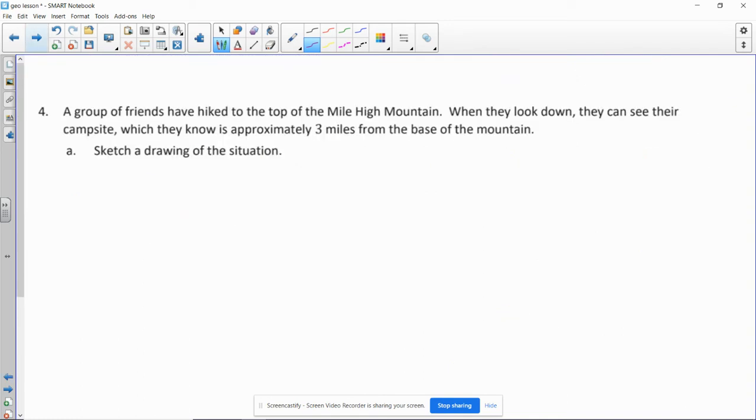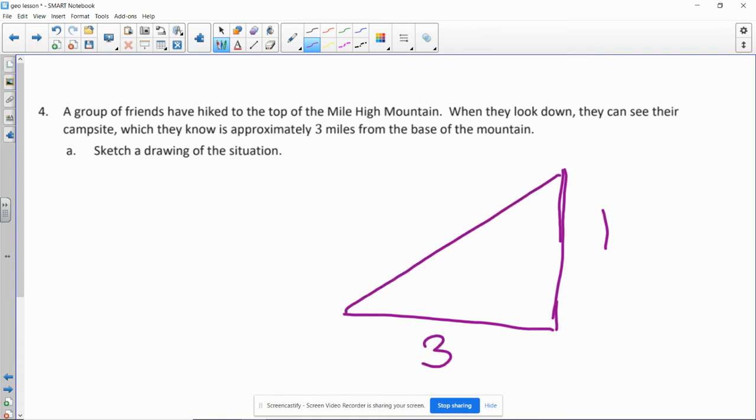On number 4, we have a height to the top of a mile-high mountain. When they look down, they can see their campsite, which is about 3 miles from the base of the mountain. So if we think about the vertical height of the mountain is 1 mile high, so this mile-high mountain. Their base is 3 miles away. This creates our right triangle.